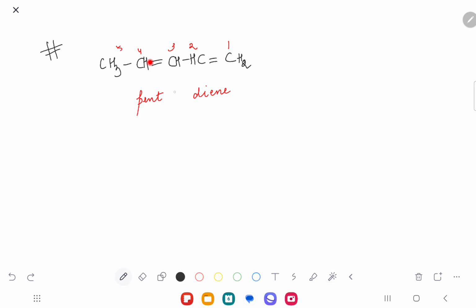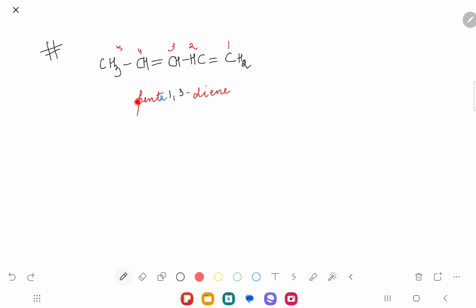So I will write down pent 1, comma 3. The starting numbers I will be mentioning, 1 and 3. So I will have pent, and now the name becomes penta. Penta 1, comma 3 diene. Are you understanding my point?